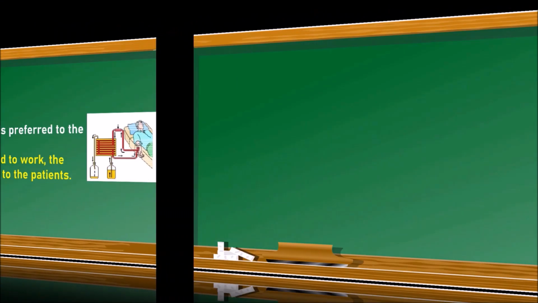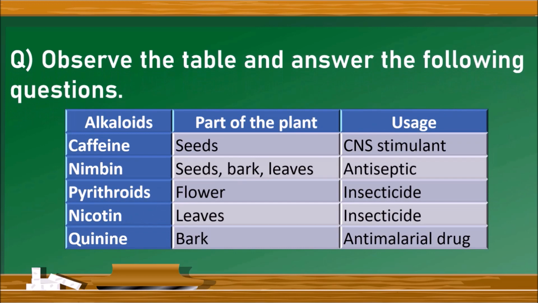Let us go to the next one. This is a data-based question. Observe the table and answer the following questions. Here, the alkaloids have been given, along with the part of the plant from which these alkaloids are obtained and the usage of the alkaloids. Let us go to the questions.